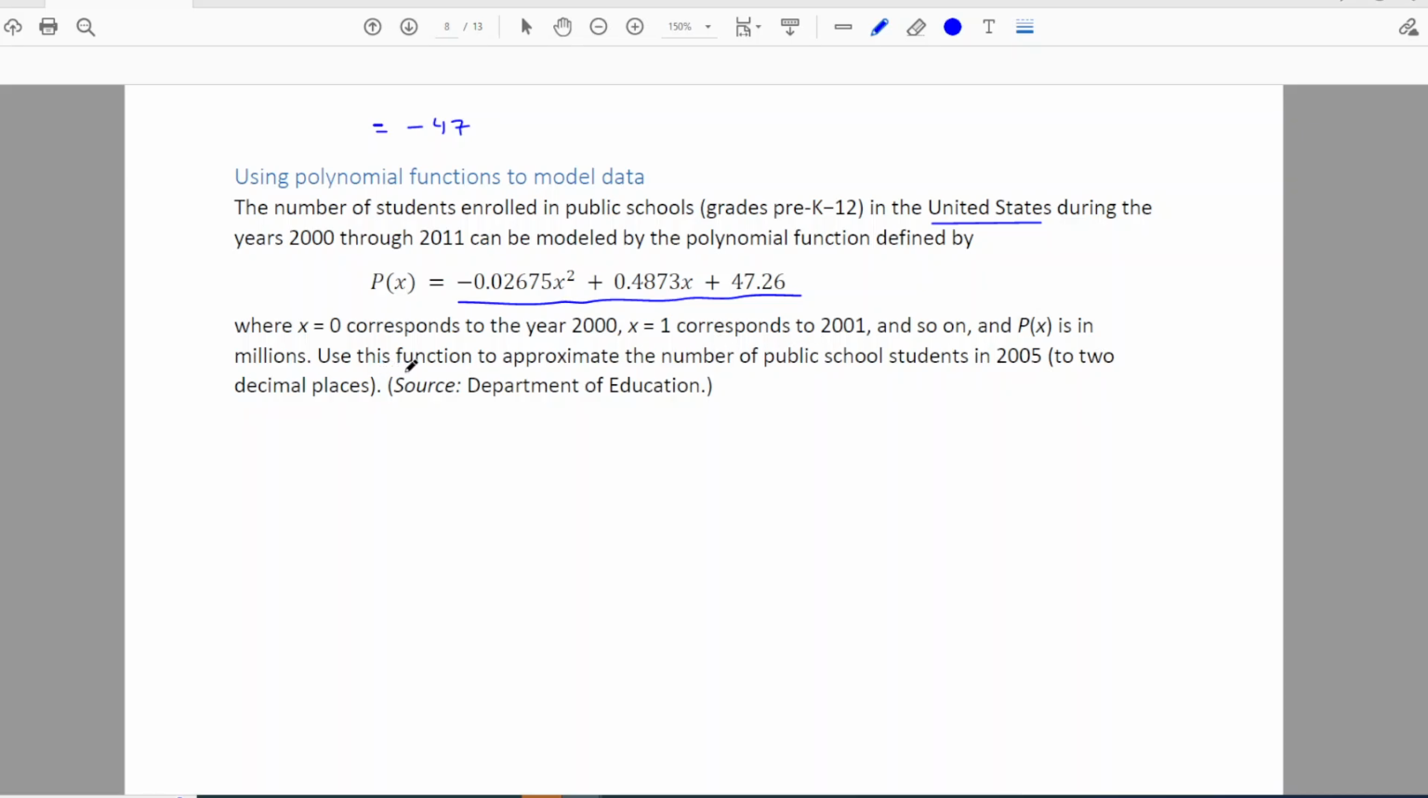And so we're going to use this function to approximate the number of students in public schools in 2005. So what I'm going to do is I'm going to find the population of the school in 2005. So I'm going to use when x is 5. And all we're doing is we are plugging 5 in anywhere there's an x. And then we're going to use our calculator to solve this.